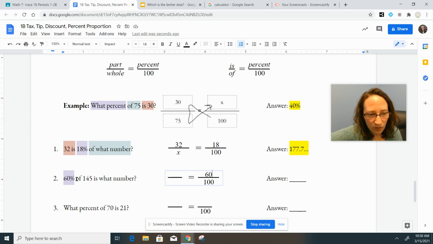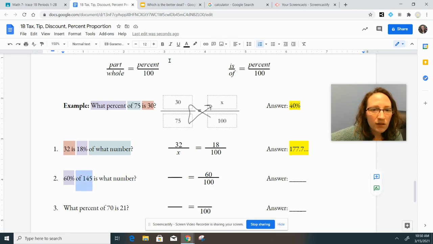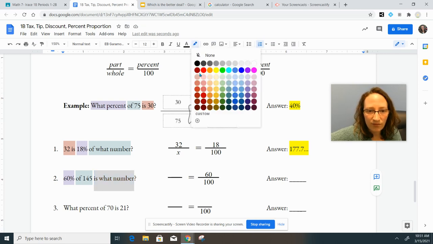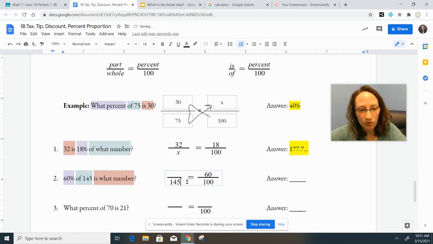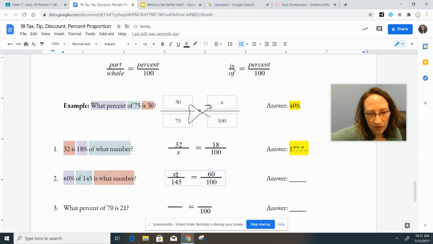Okay, 60% of 145. Of, I was using a greenish color. Okay, and then is what number? So in this case, it looks like my is the missing value. All right, so let's fill in the left side. 60% of 145. So 145 will go in my of spot. That is the total, the whole. And we are looking for what number is 60% of that. So we'll go ahead and put our variable here. Didn't quite center that, but that's okay.